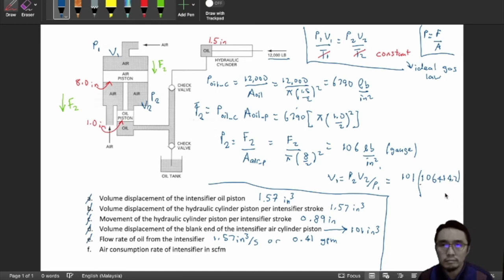So V2 P2 over P1, where P1 is just 14.7. So this is 101 times (106 plus 14.7) divided by 14.7. If you do this, you will get 829. Right, 829 cubic inches.